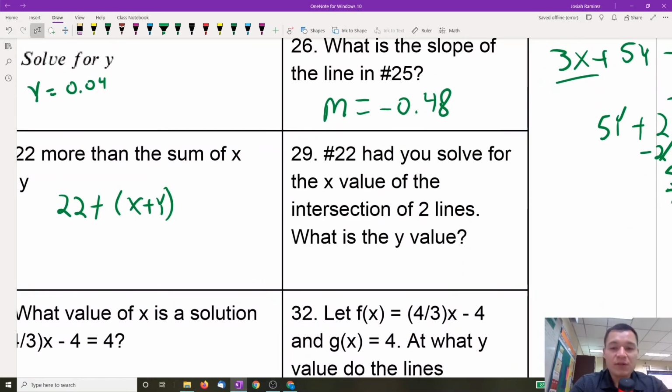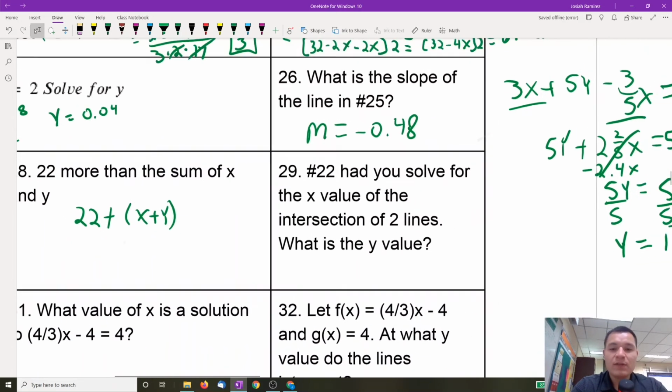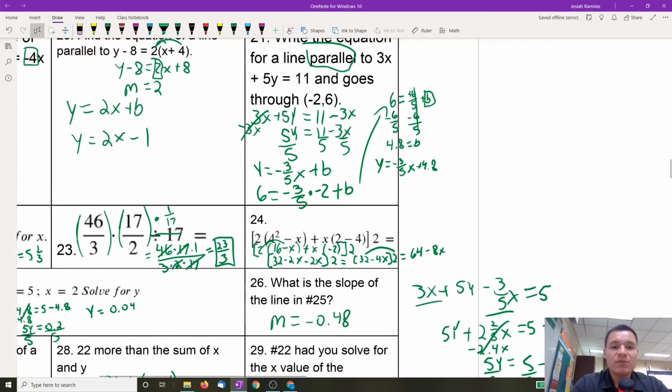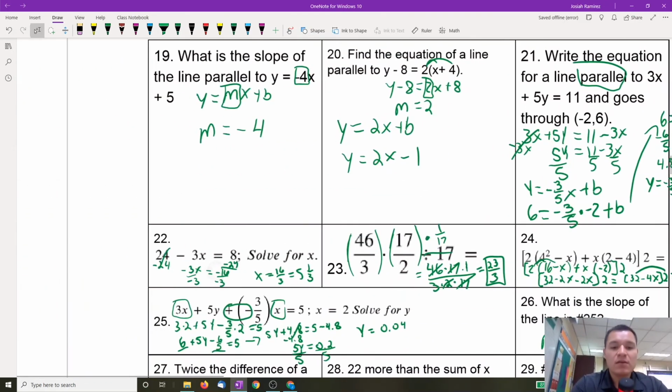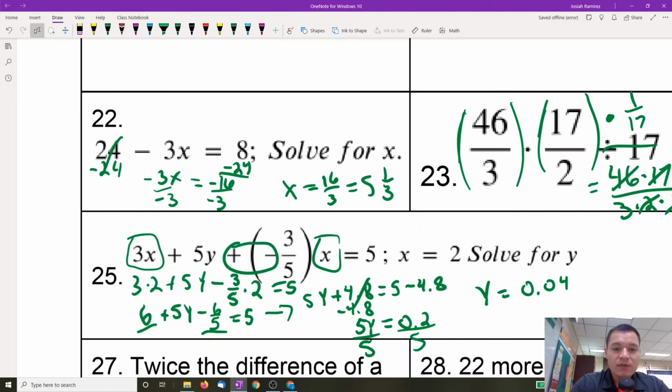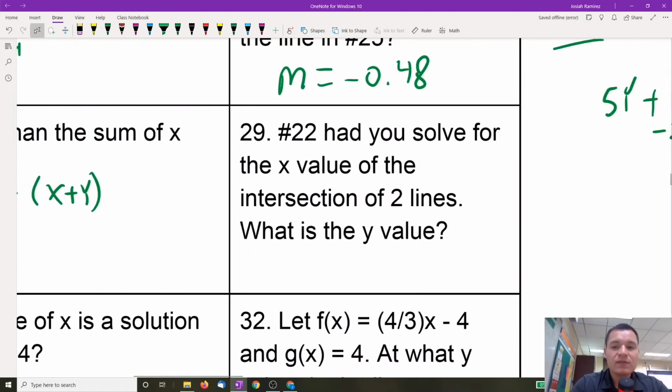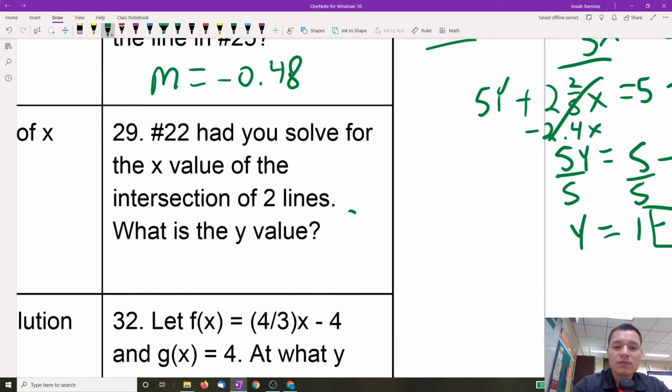In number 22, you got to solve for x. What was the y value? Let's go back. And this one, we solved it for x, and we got 5 1/3. 24 minus 3x. And the x we had was 5 1/3.